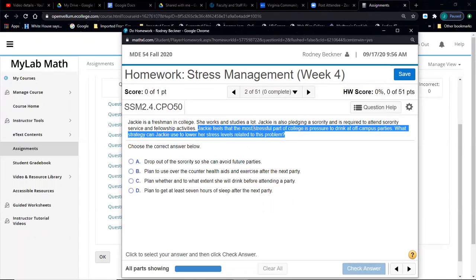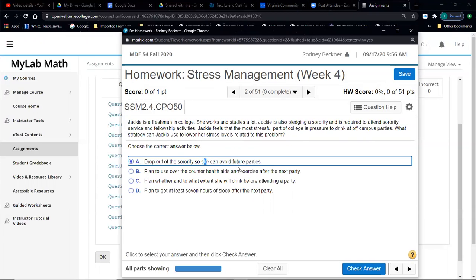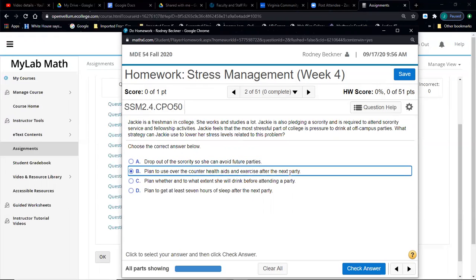What strategy can Jackie use to lower her stress levels related to this problem? Drop out of the sorority so she can avoid future parties. I mean, the sorority might have some other good things besides just off-campus parties. Plan to use over-the-counter health aids and exercise after the next party. I don't really think that's going to help stress before. They're just stressing over a hangover or something.